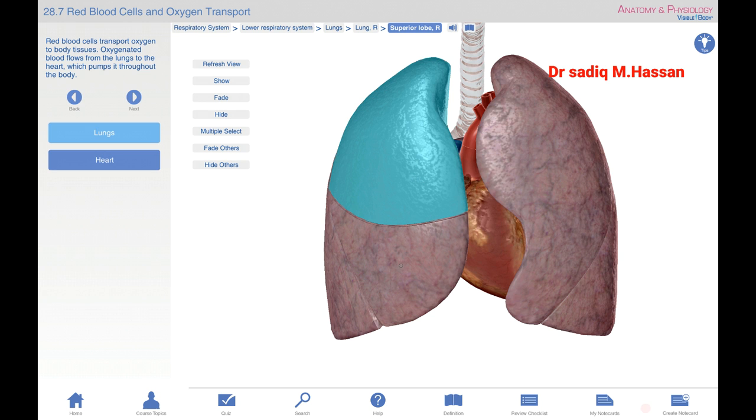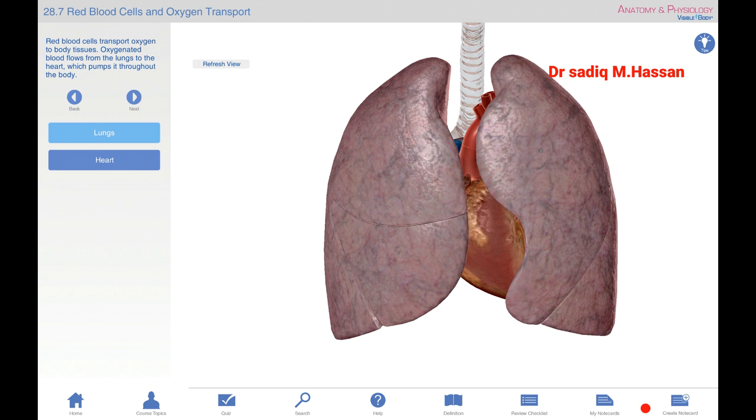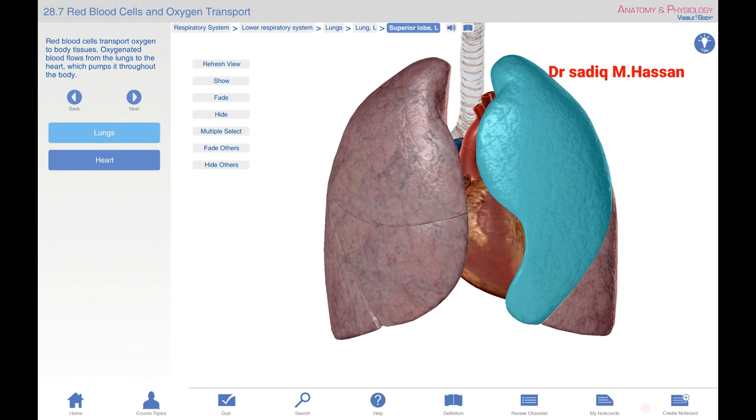This is the right lung, which is subdivided into lobes. The right lung consists of three lobes. This is the superior right lobe, this is the middle right lobe, and this is the inferior right lobe. What about the left side? The left side is composed of a superior lobe and an inferior lobe.